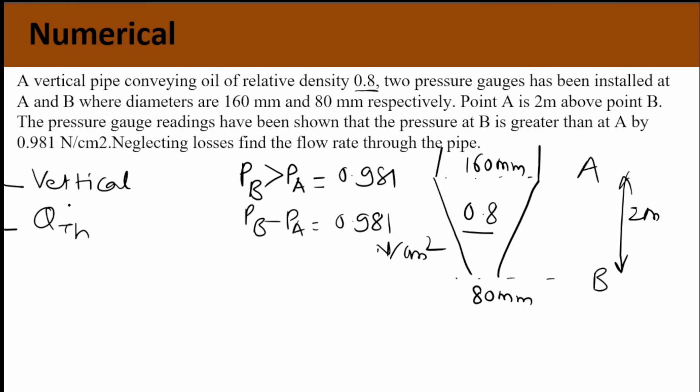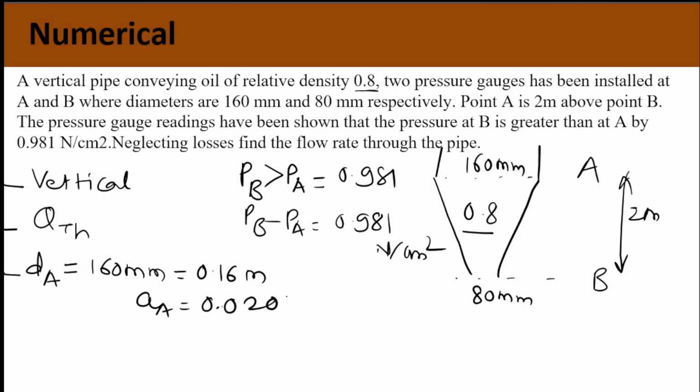So first we'll find out the area. The diameter at A is given as 160 mm. Now we'll convert it into meters. So 160 mm means 0.16 meter. So AA can be found out to be pi by 4 into 0.16 square, which is equal to 0.0201 meter square. In the same fashion, AB can be found out as pi by 4 into the diameter at B, which is 80 millimeter, that is 0.08 meters. So the area is 0.00502 meters square.